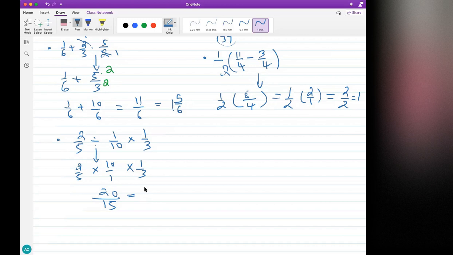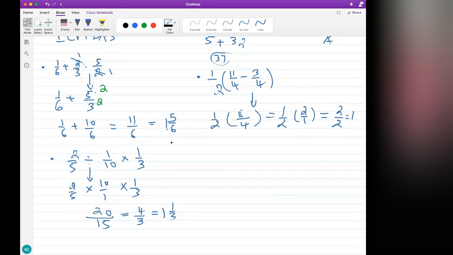We reduce 20 by 5, it will be 4. Reduce this by 5, it will be 3, right? Oh yeah, my bad. 5 goes into both, okay. And again, this is an improper fraction. You can say 4 over 3. 3 into 4, how many times? 3 into 4 goes once. You bring the same denominator, and the remainder will be 1. So 1 and 1/3.